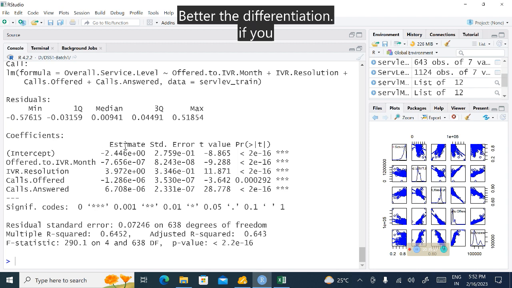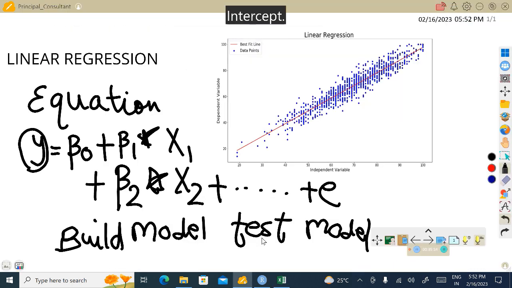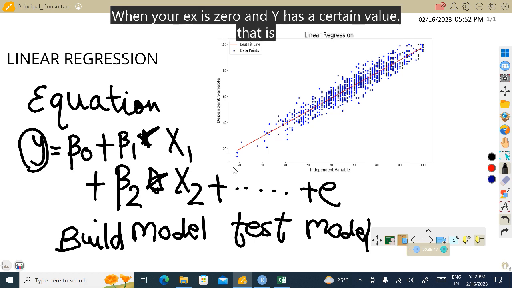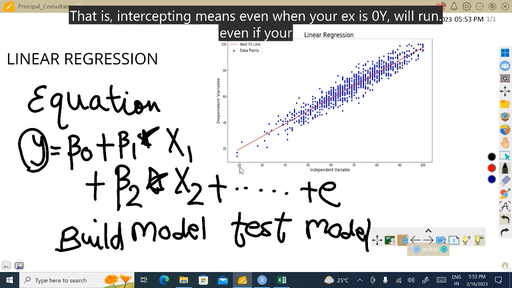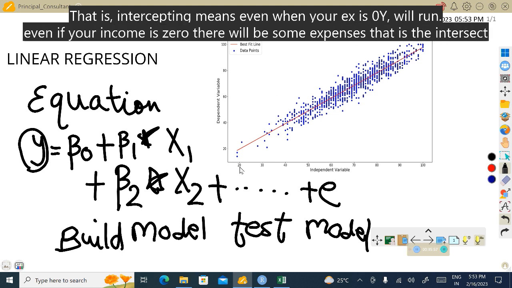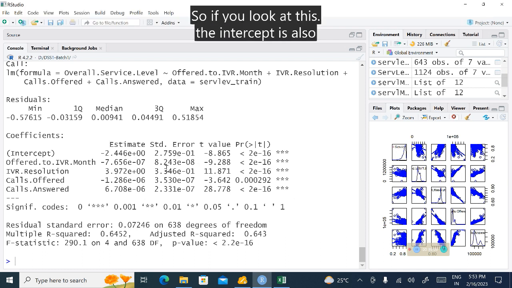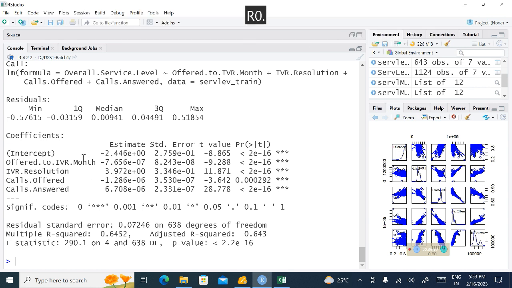If you look at this one, the estimate, the intercept, what is intercept? Intercept means when your x is 0 and y has a certain value, that is intercept. It means even when your x is 0, y will run. Even if your income is 0, there will be some expenses. That is the intercept. So if you look at this, the intercept is also significant. It means even when these 4 variables are 0, there will be some y. There will be some service level be met.